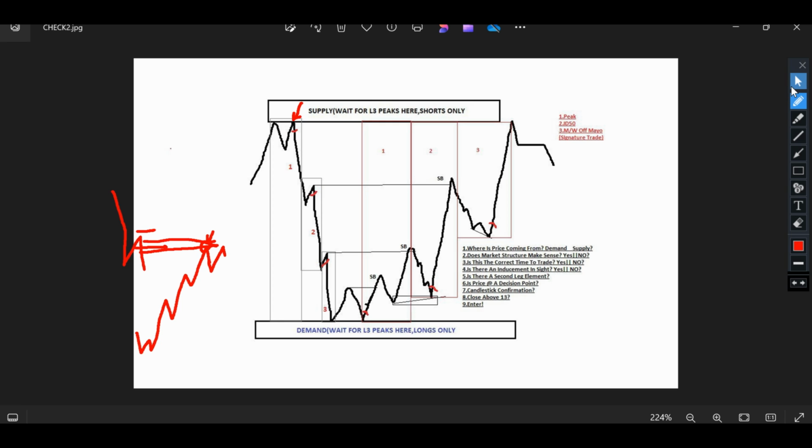And then, of course, we look at our candlestick confirmations. Very, very important. Candlestick confirmations, we'll look more on the charts when we move over. And then we ask ourselves, do we have a close above the 13 EMA? I'll show you more on that on the charts, and then you enter your trades.